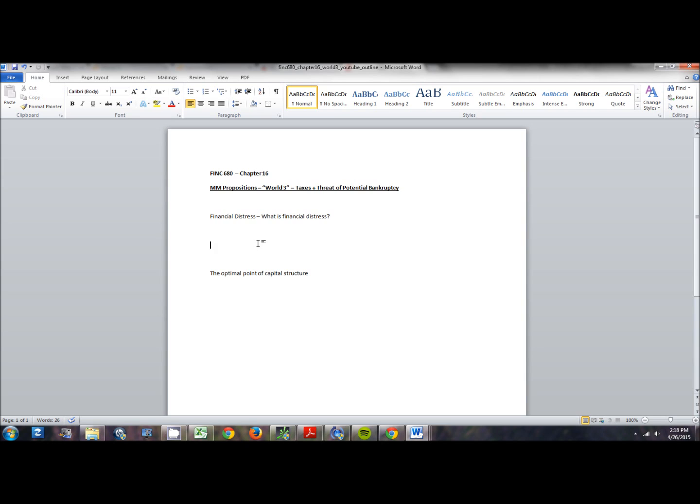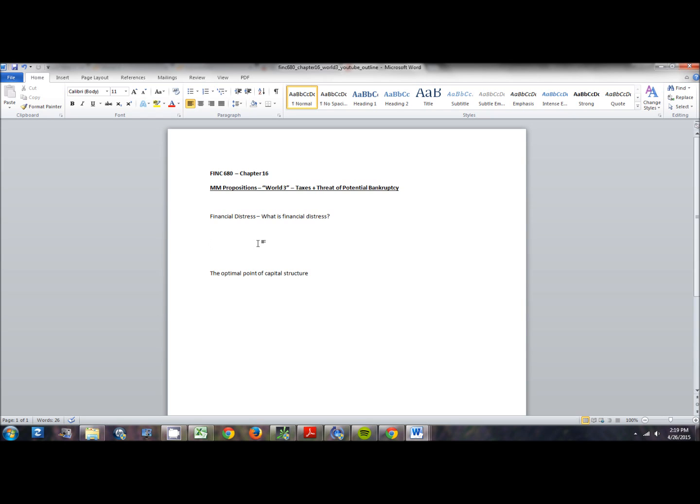And here it is. The optimal point of capital structure is where the marginal benefit of the tax shield equals the marginal cost of potential financial distress. That's it. That's all there is to it. And we're not talking about a specific level, like is it 40% debt or 60% debt or whatever, because that's going to be different for every firm. I just want you guys to have a handle on the characteristics that correspond with that optimal level of debt or that optimal point of capital structure.